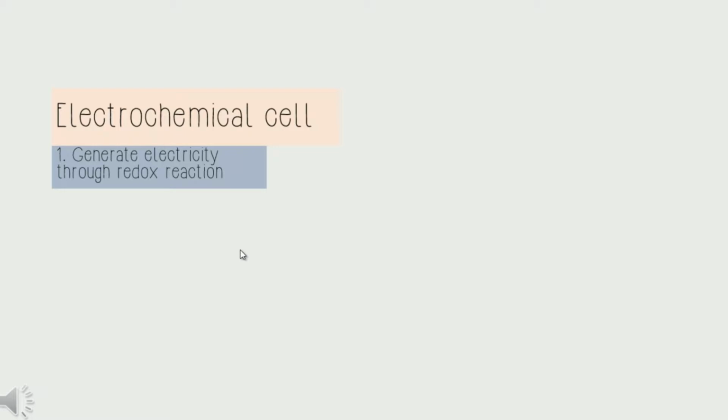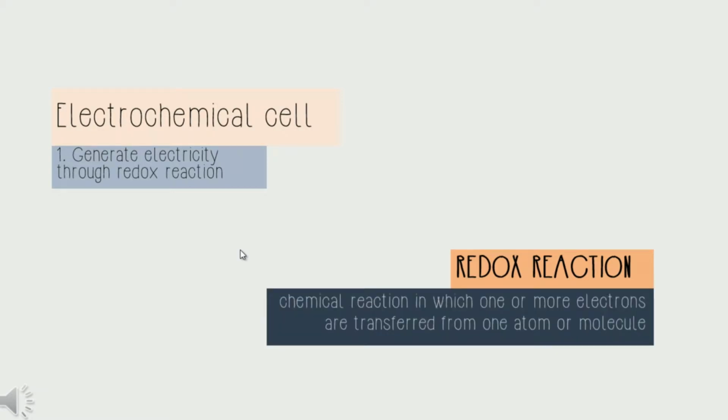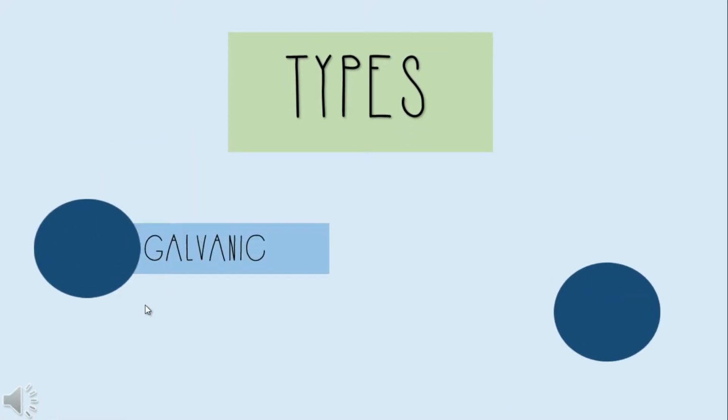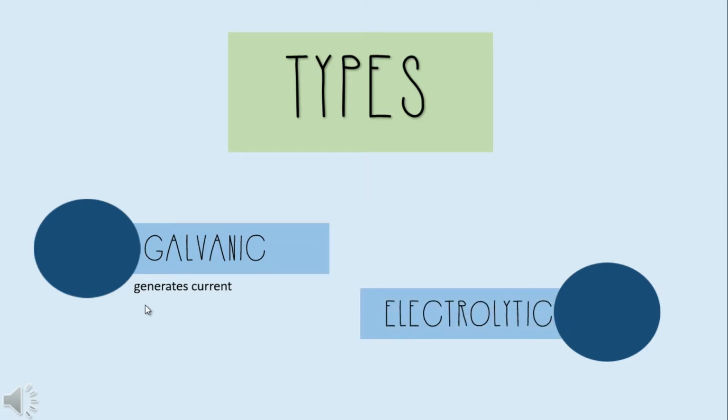An electrochemical cell can be used to generate electricity via redox or oxidation-reduction reaction. A redox reaction refers to the chemical reaction in which one or more electrons are transferred from one atom or molecule. But it can also facilitate chemical reaction through the use of electricity. There are two types of electrochemical cells: the galvanic cell, which generates current, and the electrolytic cell, which acquires current.